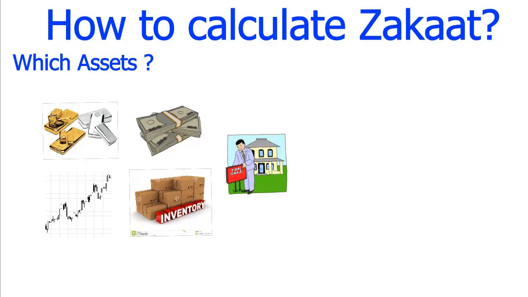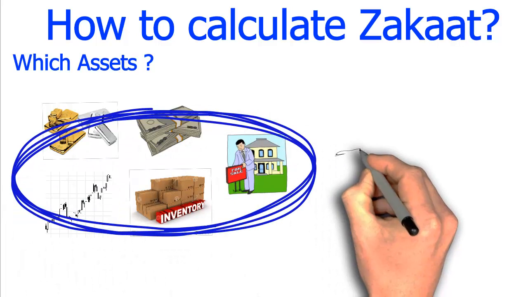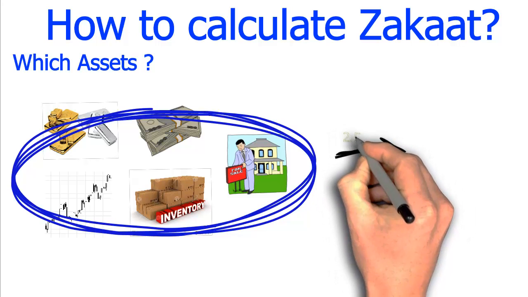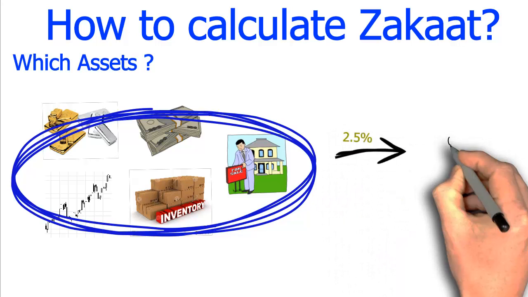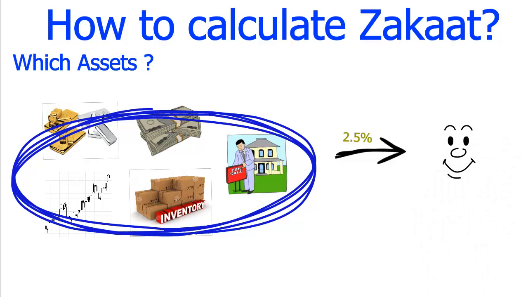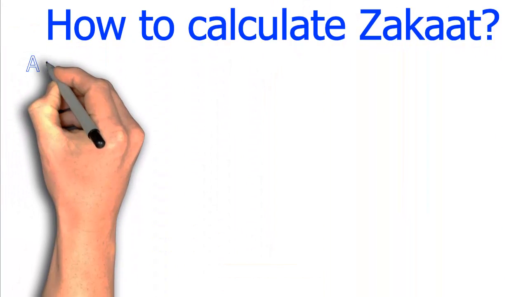So here are the assets that we're talking about. These are the assets that you need to pay zakat on. So you get the sum of all of those assets, right? You get the value of all of those assets, whatever that value may be. You work out what is 2.5% of that value, and you take that and you give it to somebody that needs it. So now let's take a look at an example of this.